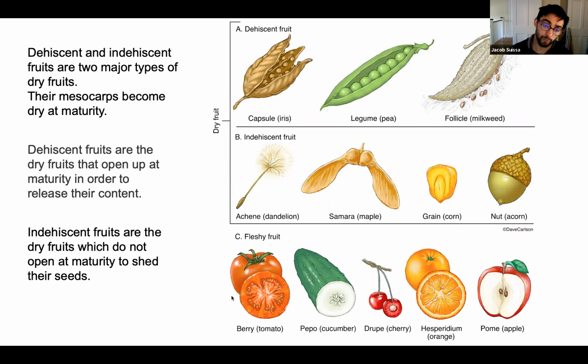Now, with fleshy fruits, you're most likely going to have an animal disperser, and there's no point in having a dehiscent fruit to open your ovary to release your seeds if you've evolved a commensal relationship with a fruit dispersing herbivore, right? So that's why most fleshy fruits are indehiscent.